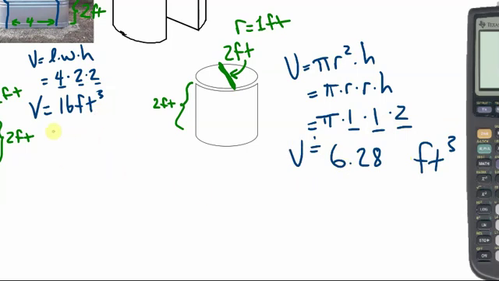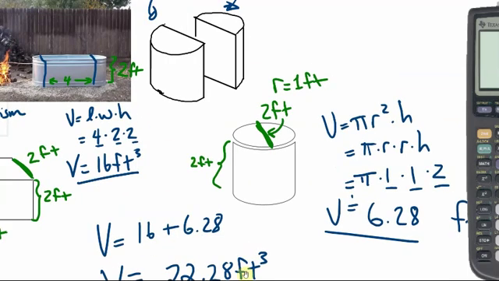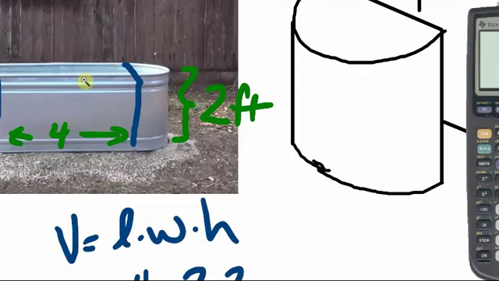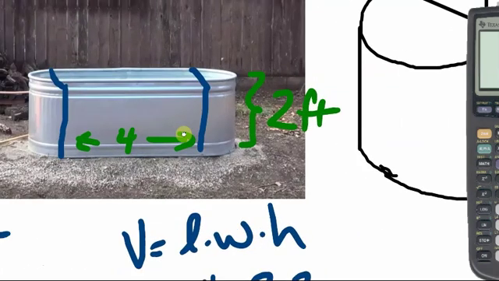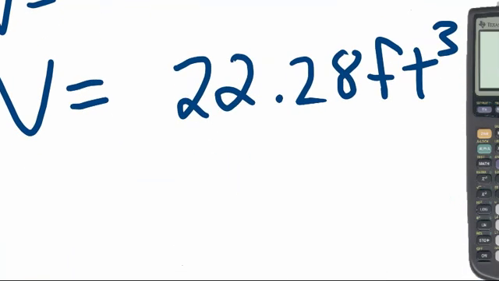The total volume, we just have to add this guy and this one. So the total volume is going to be 16 plus 6.28. And if I'm mentally doing this, that's 16 plus 6 is 22.28 feet cubed. So there's your total volume. If that was completely filled up to the brim with water, of course, as soon as you put somebody in there, it would just spill right over. So just rough estimations giving us a total volume of a composite figure.